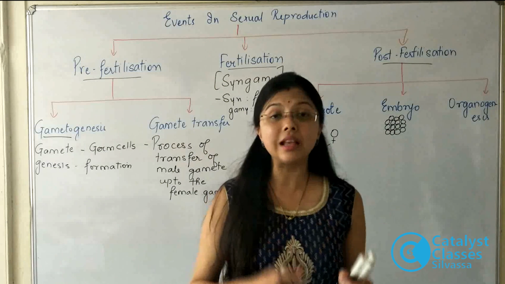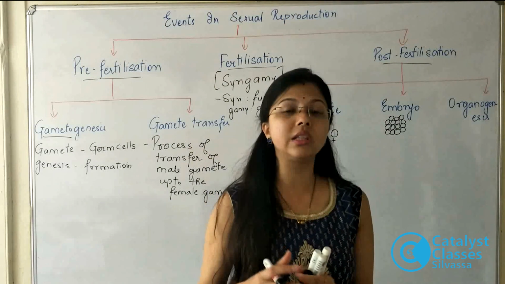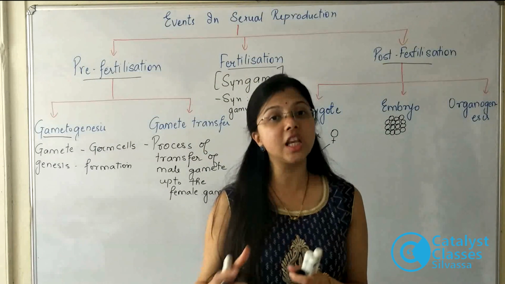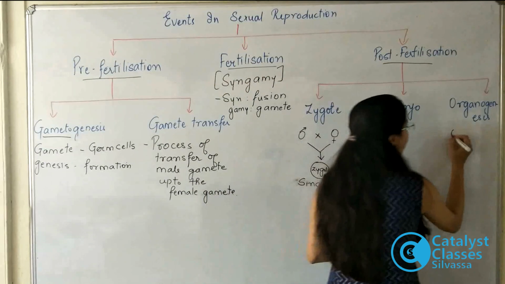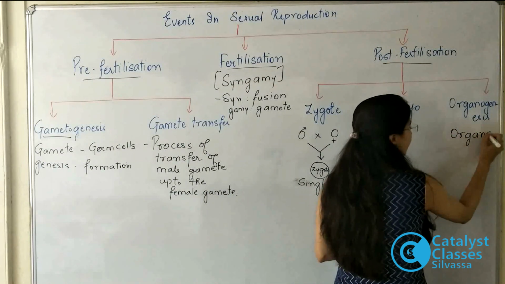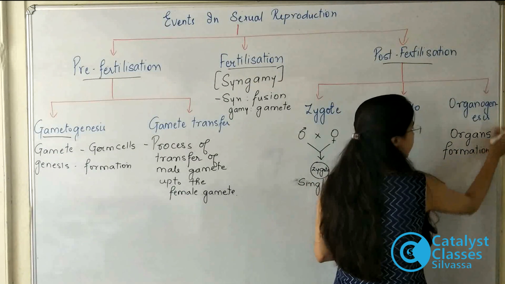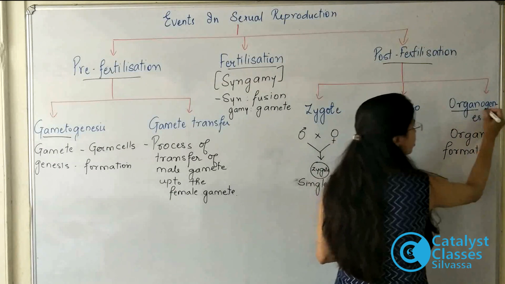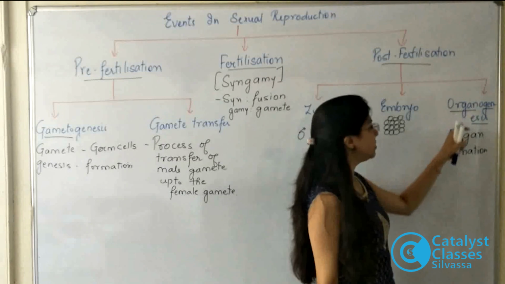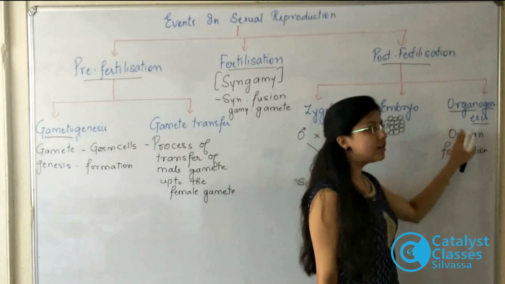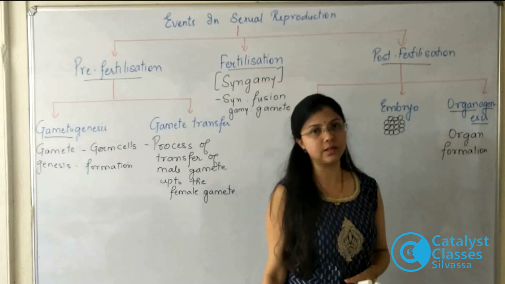Now, the cells of the embryo are going to undergo the process of maturation, or you can say differentiation. And when this takes place within the cells, these differentiated cells are going to form organs. And that process in which organ formation takes place is called organogenesis. Again, two terms here. Organo means organ, genesis means formation. So when organ formation is taking place, that process is called organogenesis.